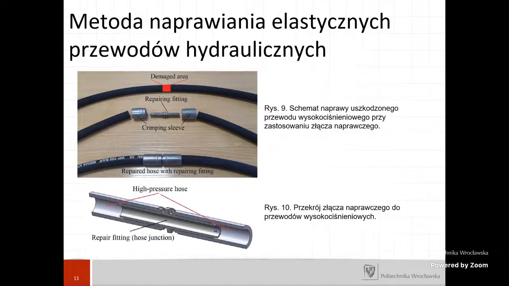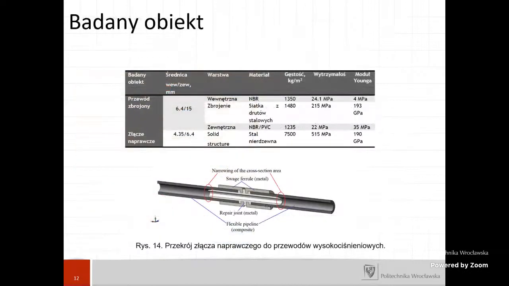Jeżeli powstanie takie uszkodzenie, jak pokazałem wcześniej, czyli na środku przewodu, czy w okolicach, gdzie da się wstawić taką złączkę naprawczą, jak tutaj widzimy już po naprawie, to przyjeżdża serwis mobilny. Zazwyczaj przy takich maszynach ciężkich przyjeżdża serwis mobilny, zakłada złączkę, maszyna może pracować dalej bez dużej straty czasu. Taka złączka zmienia sztywność tego przewodu, wprowadza dodatkową masę, jest to zmiana obiektu.